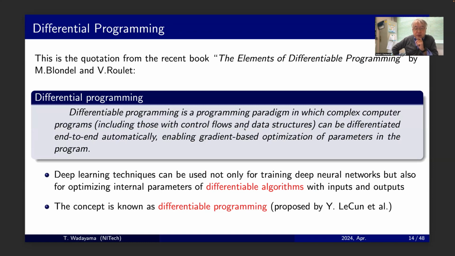This is a quotation from the recent book, The Elements of Differentiable Programming by Blondel and Roulet. So I'd like to read the definition. Differentiable programming is a programming paradigm in which complex computer programs, including those with control flows and data structures, can be differentiated end-to-end automatically, enabling gradient-based optimization of parameters in the program. This means that deep learning techniques can be used not only for training deep neural networks, but also for optimizing internal parameters of differentiable algorithms with inputs and outputs.